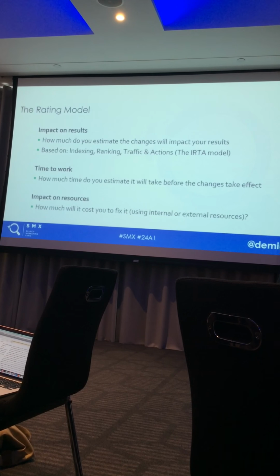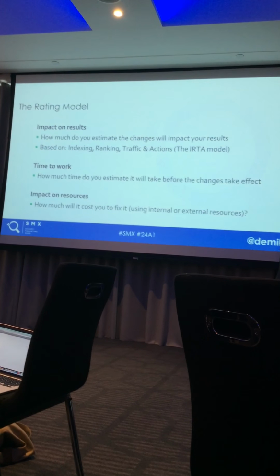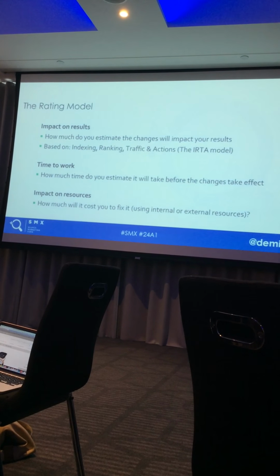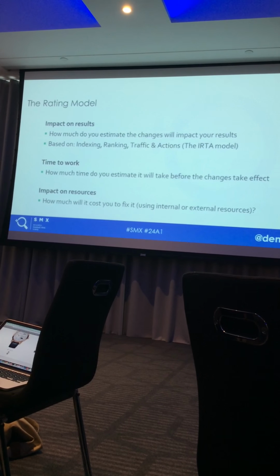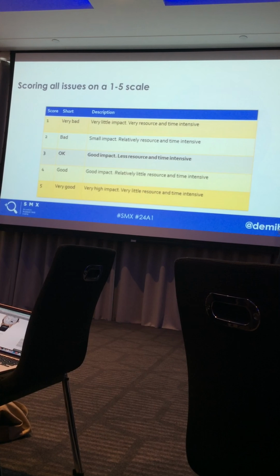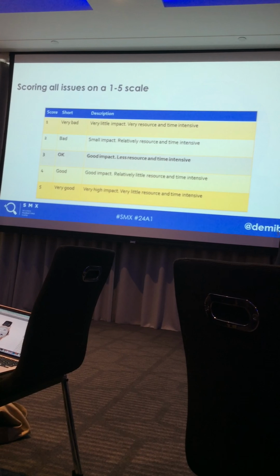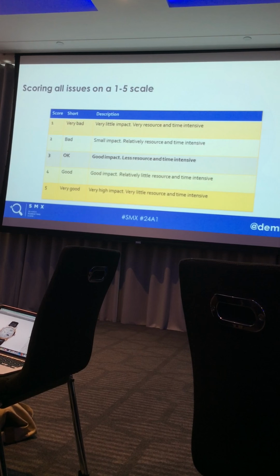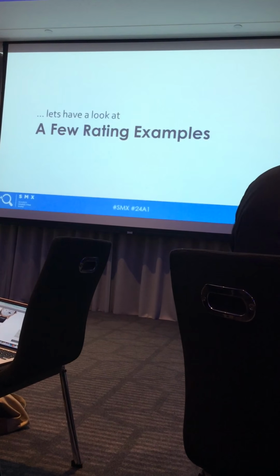The impact on results: how much does this change impact better ranking? How long does it take before it actually works, from the time you implement it, when do we see results? And finally, the impact on resources. We use this scoring model, 1 to 5, where 3 in the middle is okay, and then 1 or 2 becomes more and more bad, takes more time to work, or takes more resources to implement. And of course 4 and 5 is really good.